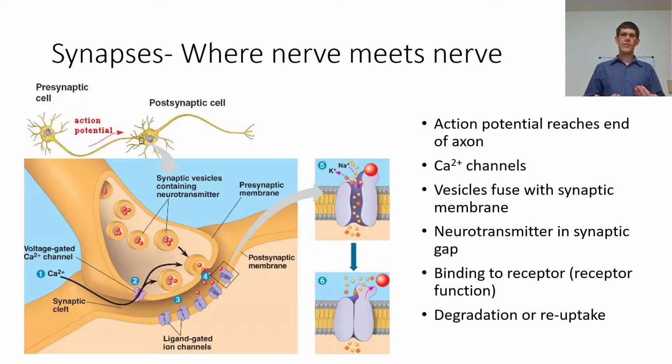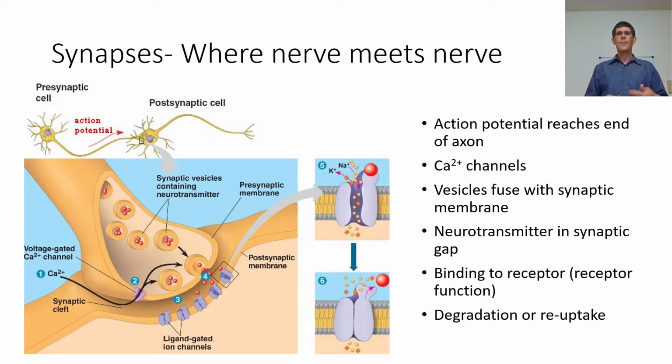When calcium comes into the cell, it triggers the fusion of vesicles that are full of neurotransmitters with the synaptic membrane. As these vesicles fuse with the neurotransmitters, they release the neurotransmitters into what is called the synaptic cleft, i.e. the space between two neurons. And the neurotransmitters will be released into the synaptic cleft, and then they will bind to a receptor on the other cell.